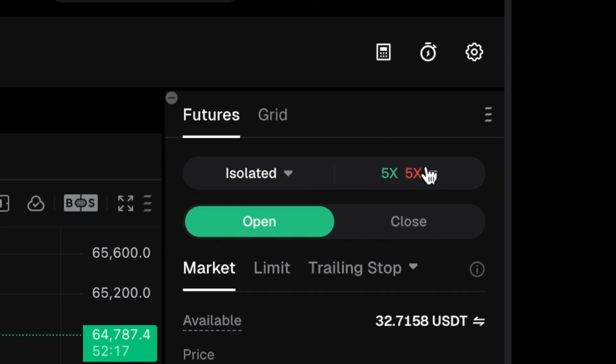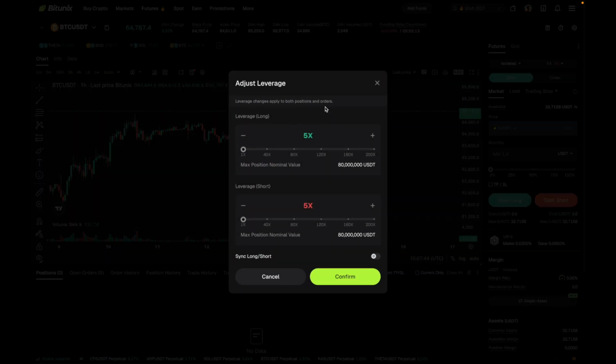Next to that is going to be our leverage, so let's go and click on this. You can adjust this individually for either long or short positions. Again, if you are new to trading, you're probably going to want to keep this quite low. I would say 5x is probably reasonable, so we're going to click confirm on that.